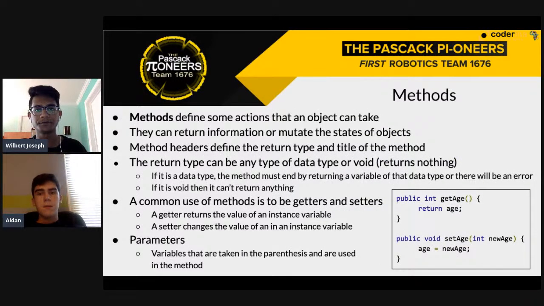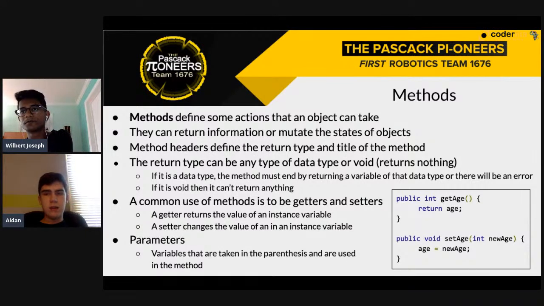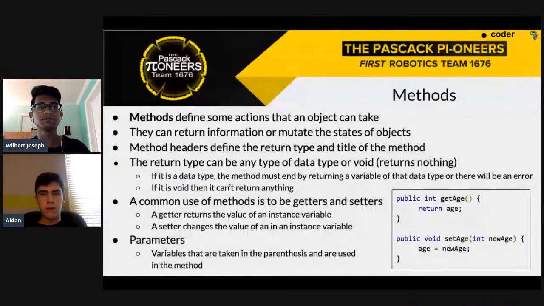All right. Methods define some of the actions that the object you just made could make. So they return information or change the state of the instance variables. The method header, which is the public int and then the name, or public void, defines the return type and title of the method. So it would be public, and then the return type, and then the title.